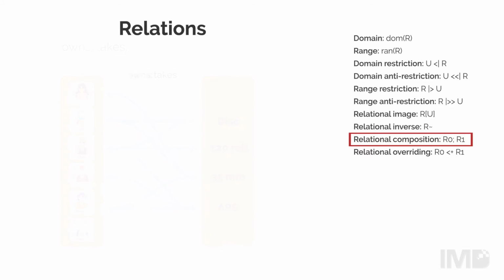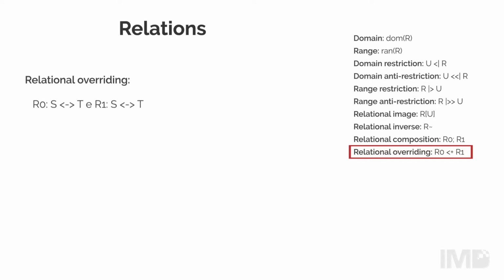Finally, we have the relation overriding. The relation overriding takes two relations, for example, R0 and R1, between two sets S and T.